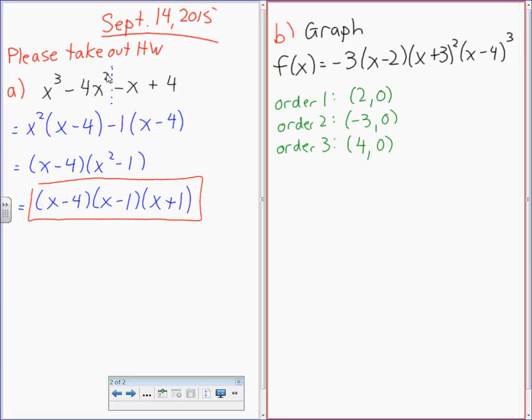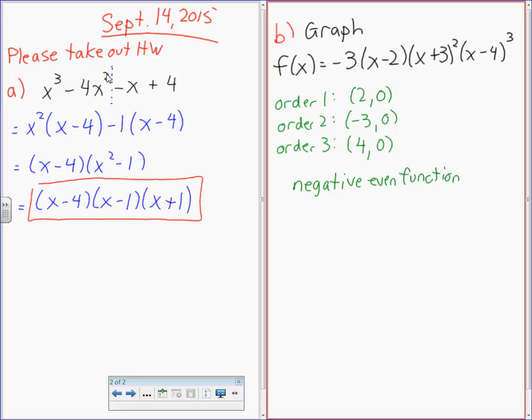Now, I want to do this graph again just to get an idea of how it's supposed to look. All right, let's look at how we would get end behavior. Is this one, Albert, going to be an even or an odd function? How do you know? So this is going to be a negative even function.